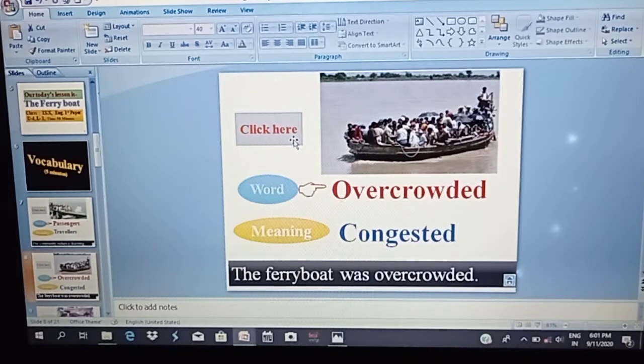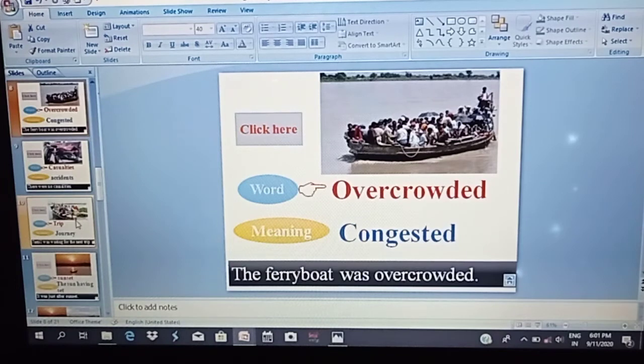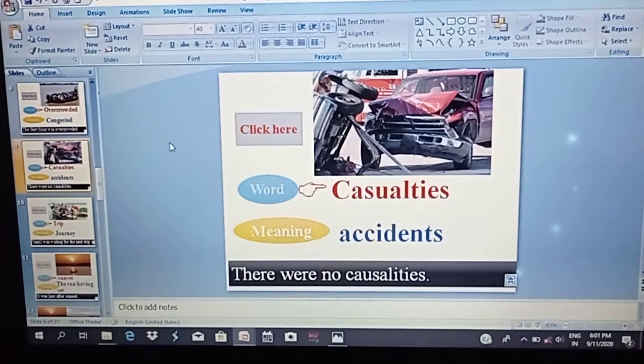The second word is overcrowded. Overcrowded, অতিরিক্ত লোকজন, অতিরিক্ত লোকের ভিড়. It has a similar word, that is congested. And we can watch here an example of the word overcrowded. The ferry boat was overcrowded. So it will be easy for you to memorize by watching this picture.